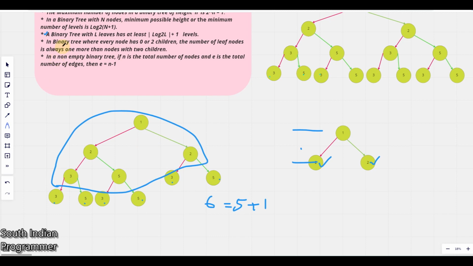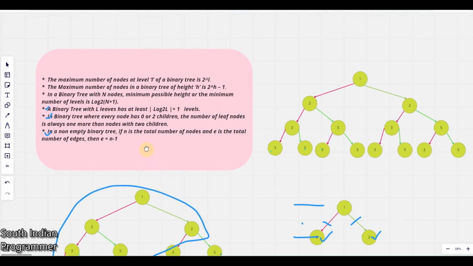Okay, the next is, in a non-empty binary tree, if n is the total number of nodes and e is the total number of edges, then e is n minus 1. So n is the number of nodes. You can see these 3 nodes are there, and minus 1 means there will be this one edge and this one edge, so e equals 2. That's what this property is.